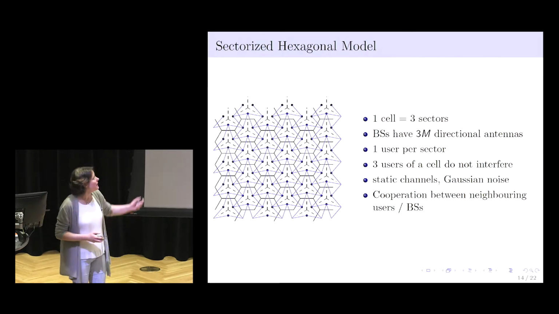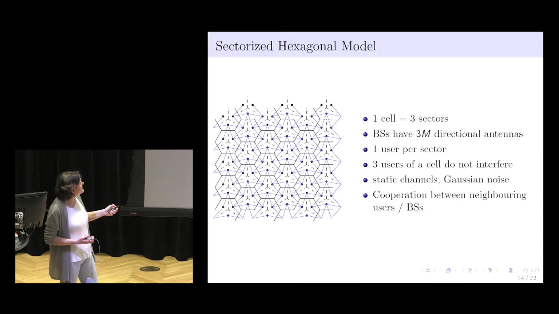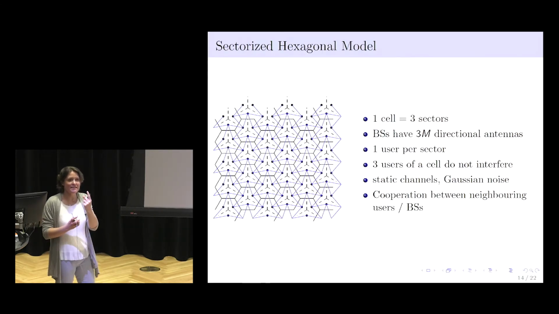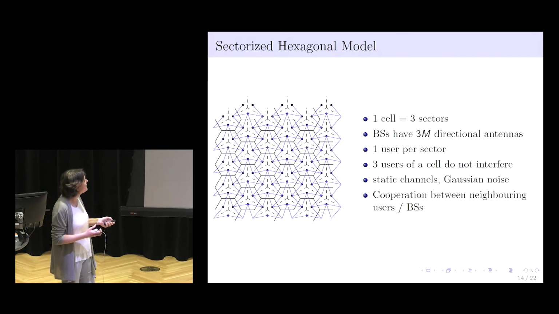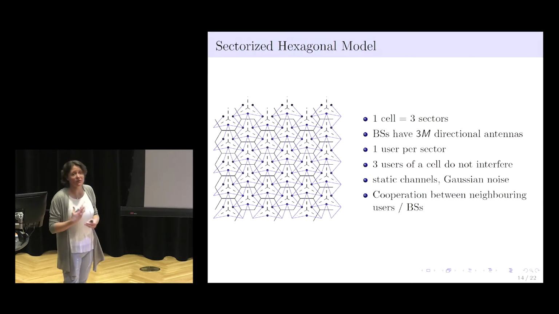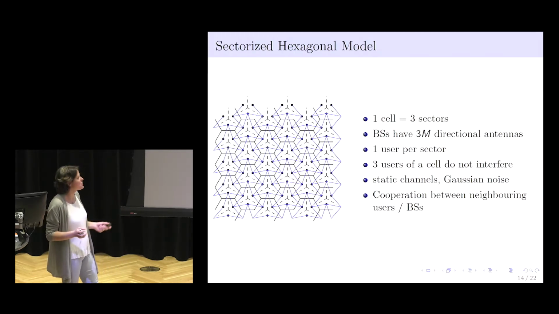Okay, so let's go now to this cellular model. Here we have a hexagonal model. Each hexagon here is a cell, and each cell has one base station, but the cell is divided into 3 sectors. Each sector has one mobile. We assume that the base stations have directed antennas. This means that the mobiles from different sectors within a cell don't interfere. Okay? So if you look, this communication does not interfere with this one, and does not interfere with this one, and so on. And then, as before, we again assume we have cooperation between transmitters or between receivers, and some Gaussian noise and static channels, everything is known.